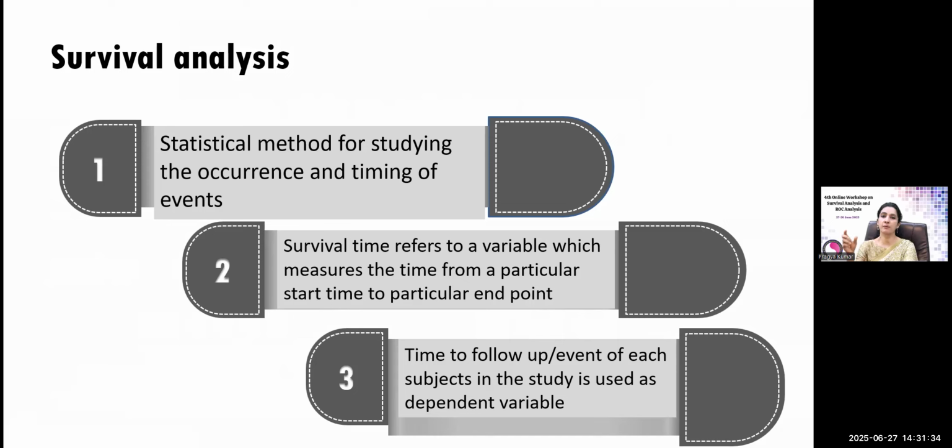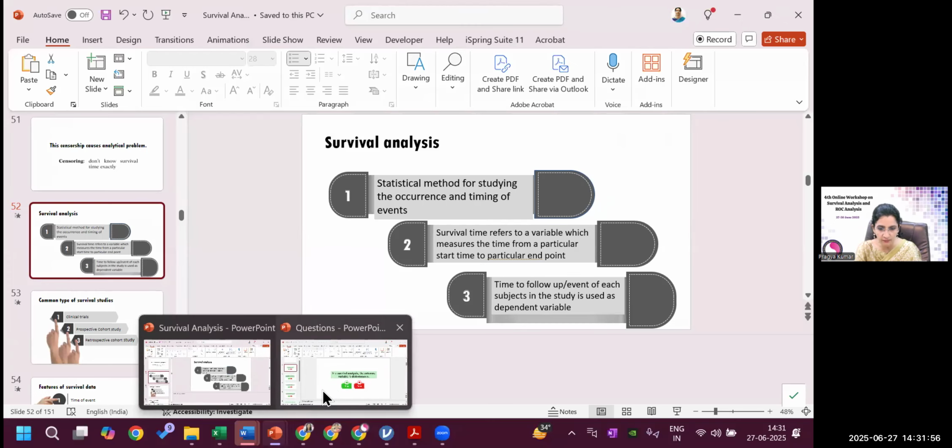This time to event, because it is a time, is continuous data, because time to event will always be continuous data. That means it will be measured in days or in seconds or in months, whatever the unit is. And this time to event data is always used as the dependent variable. So now coming to, I think, a few questions which I have on that slide.